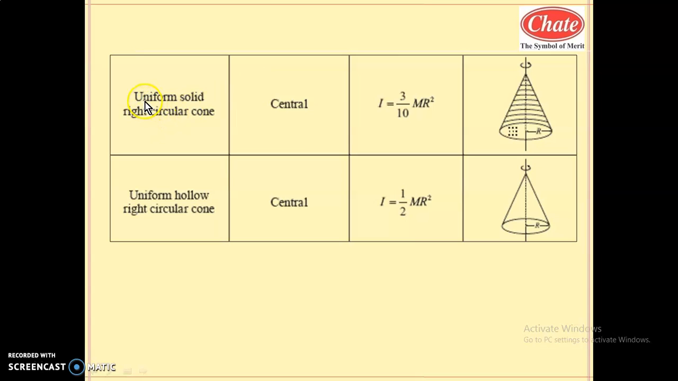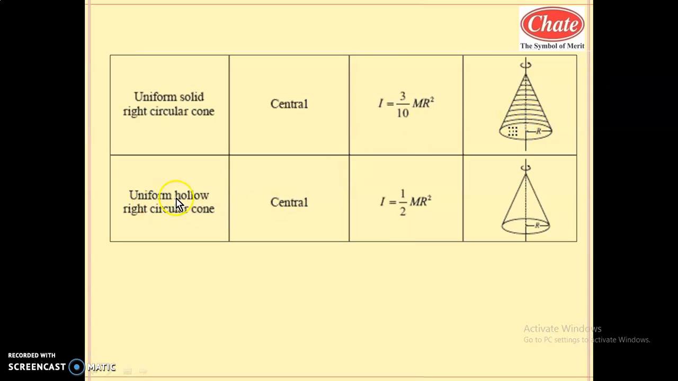Now for a solid right circular cone, for a uniform solid right circular cone, the axis passes through the center of this cone. That is called the axis of the cone. So the moment of inertia for the solid cone about its axis is 3 by 10 MR square.